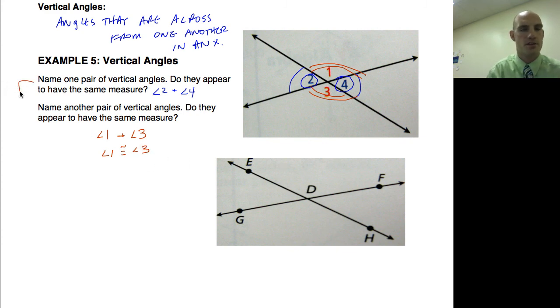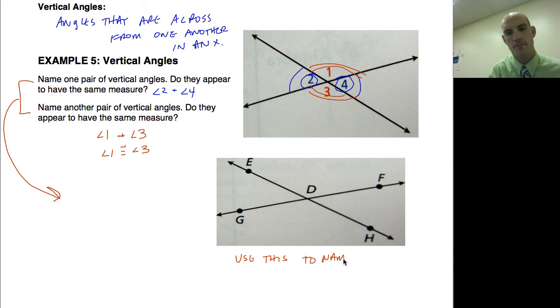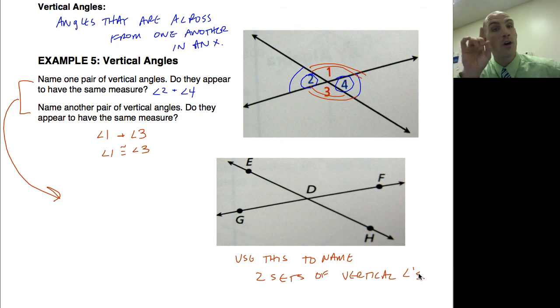I want you to do these two things down here for this diagram. Use this to name two sets of vertical angles. Try that one on your own. We'll talk about it in class.